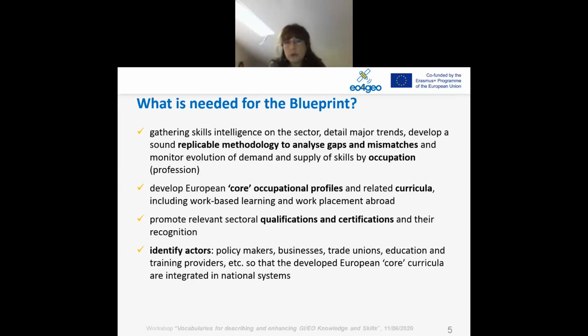But of course, to have this having a concrete impact, we need to identify the key actors enabling all the processes. So the policymakers, the businesses, trade unions, as well as education and training providers. Because we need that the developed European core curricula are actually integrated in the national education and training systems.